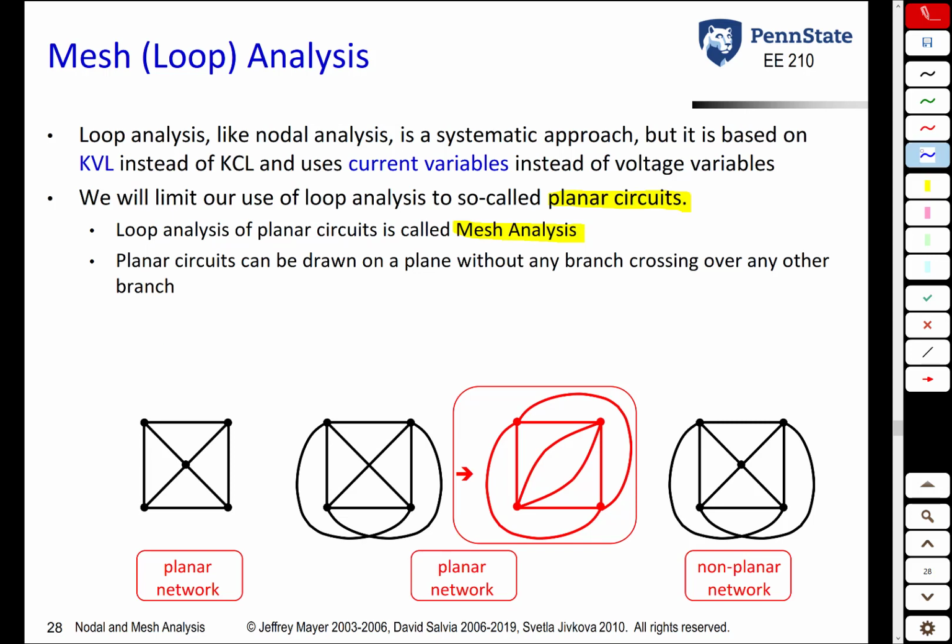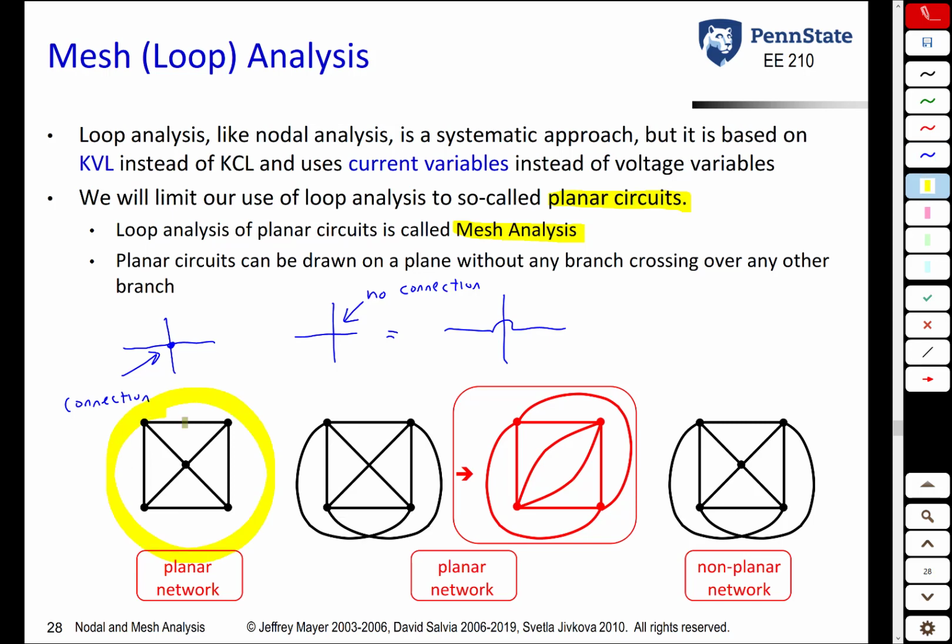So first off, let me specify. On this page here, when I have a connection like this, basically this is a connection. When I draw something like this, you can sort of think of it as this: no connection. So looking down below here, this first thing here is a planar network. It can be drawn flat. You don't have to have anything like this where you have one wire looping over the other one.